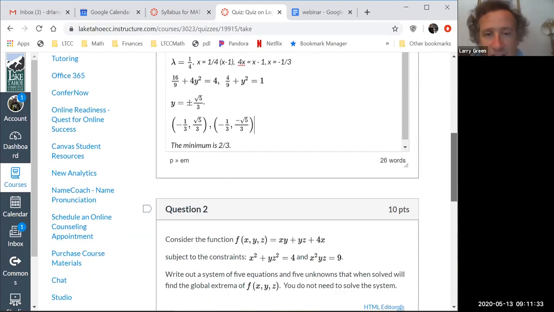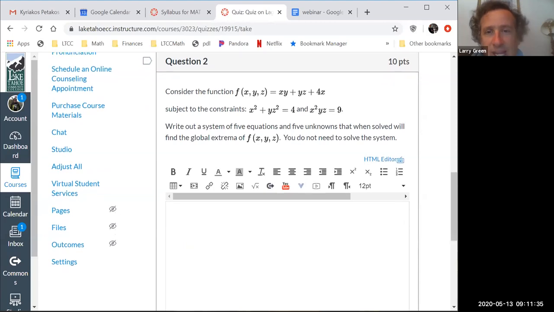Okay, let's go to question 2. Question 2 is: consider the function f of x, y, z equals xy plus yz plus 4x, subject to the constraints x squared plus yz squared plus 4 equals 4, and x squared yz equals 9. Write out a system of 5 equations and 5 unknowns that, when solved, will find the global extrema of f of x, y, z. You do not need to solve the system.